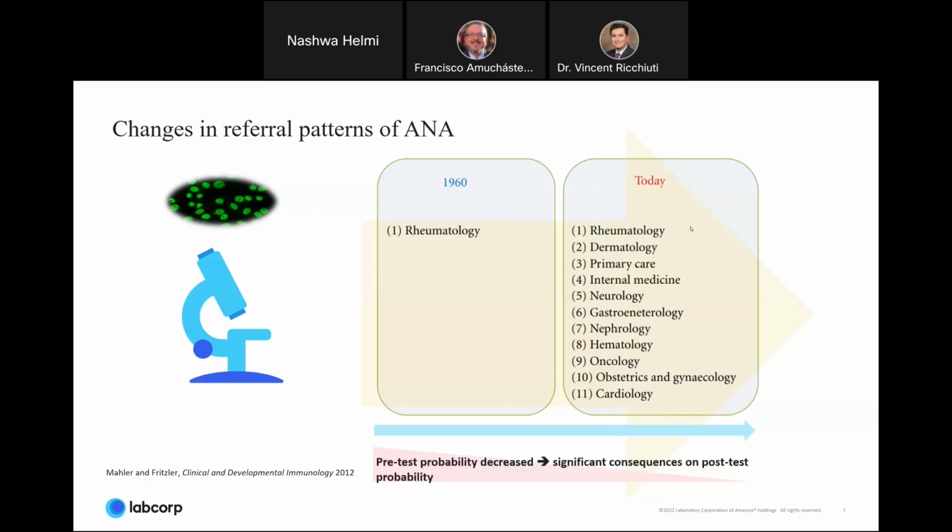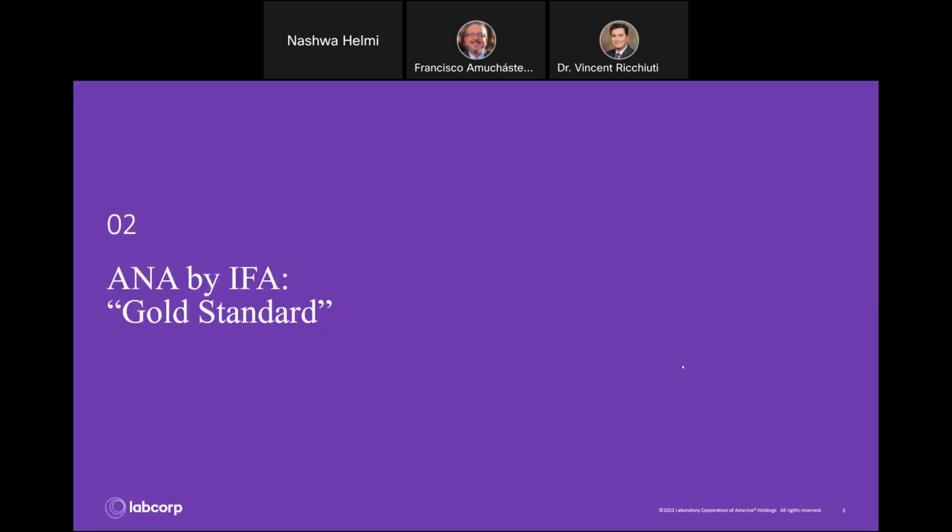Naturally, this implies a diminished pre-test probability of ANA-associated rheumatoid disease. However, given the reduced pre-test probability, one must expect a greater diminished post-test probability for ANA-associated rheumatoid disease, and thus the higher frequency of false positives in today's box. ANA by IFA is the gold standard.